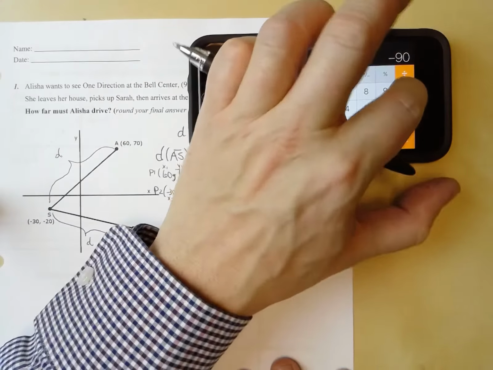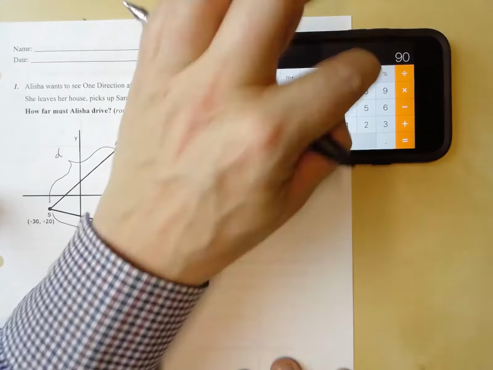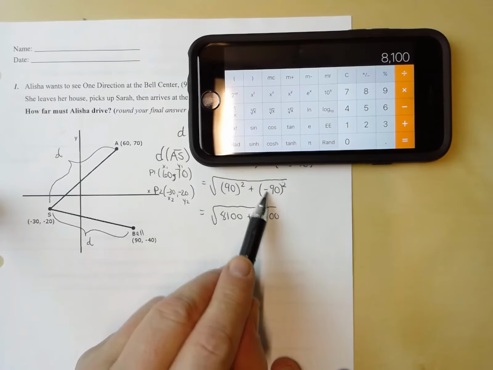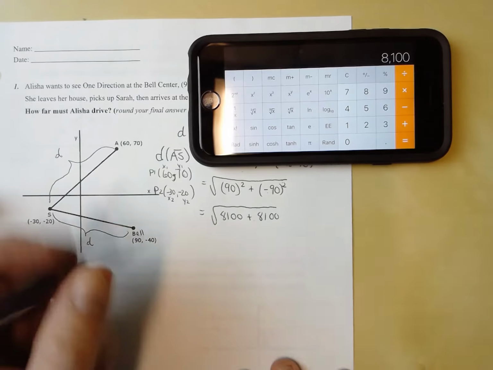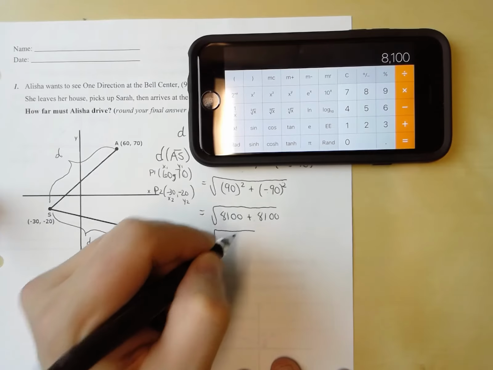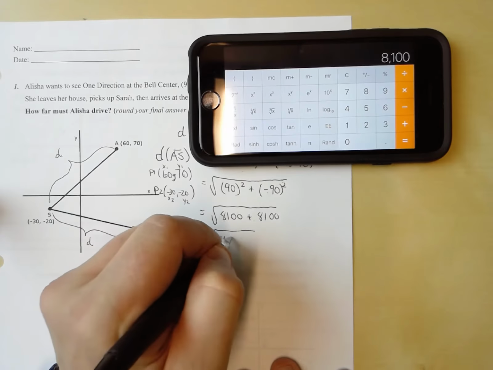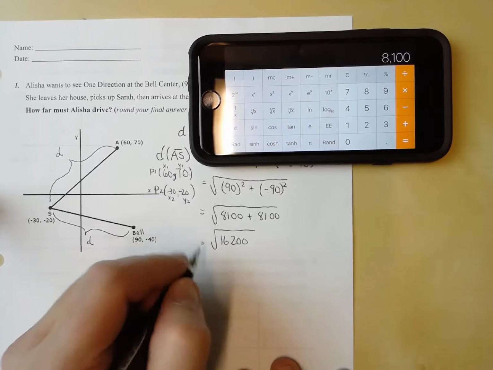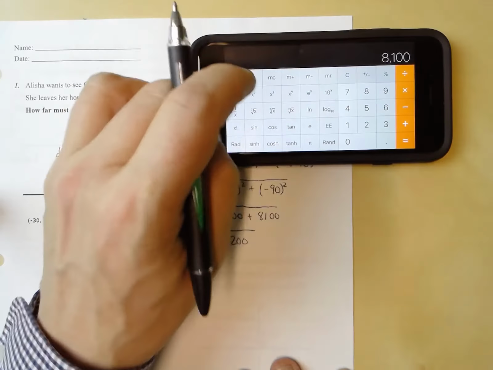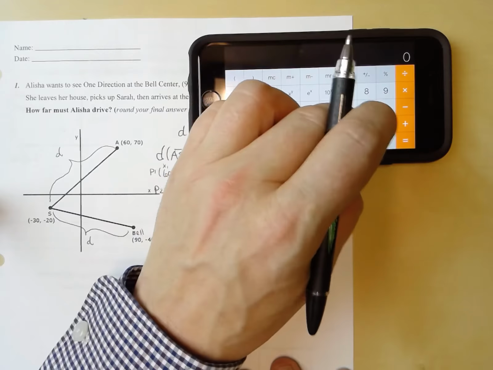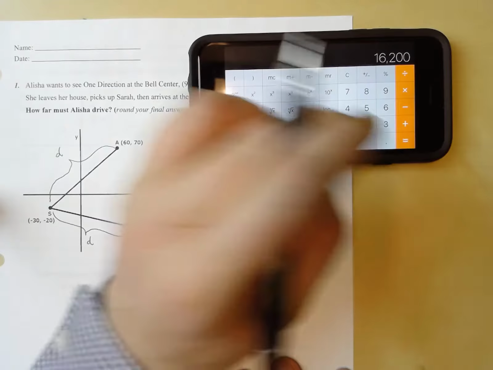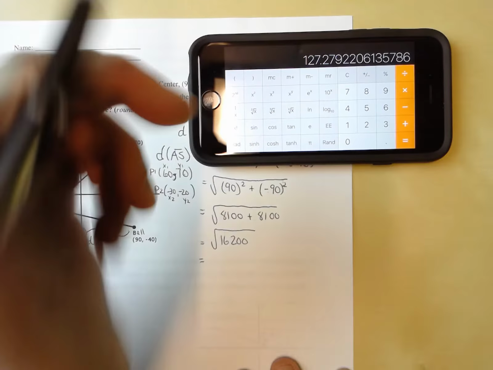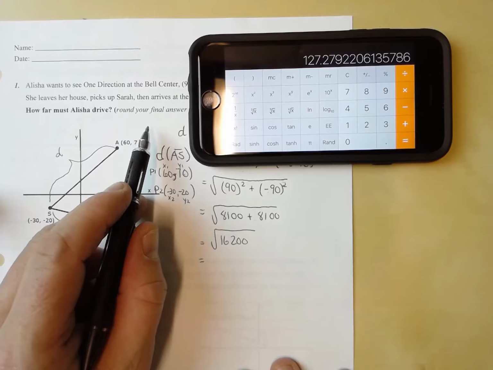Negative 90 times negative 90 is positive 8100. So you make sure that that negative is getting squared with the brackets. That comes to 16,200. Now, remember, I want to get rid of the square root last, so I have to go ahead and take the square root of 16,200. 16,200, and then square root. And you get 127.27. Now the question says round it to the nearest tenth.